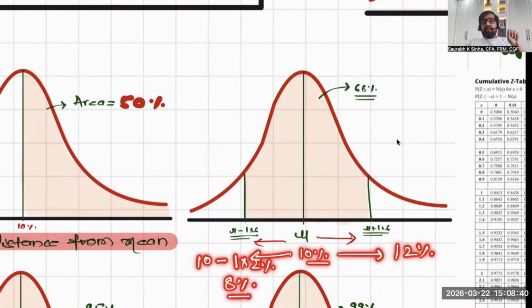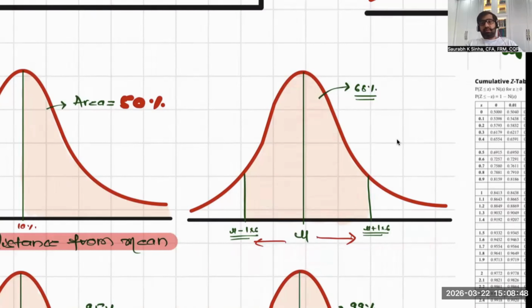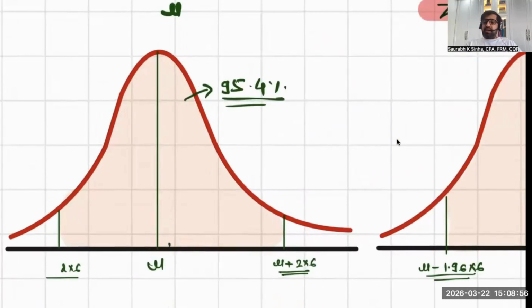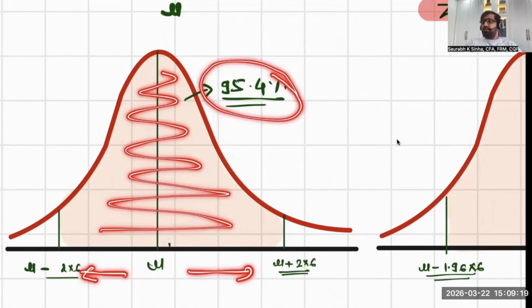If you move left and right by just one standard deviation, the area under the curve will be 68%. How would I get it? That's not important. Let's see another example. If I move two standard deviations in the left and right direction from the mean in a symmetric way, then the area under the curve would be 95.4%, or the probability would be 95.4%.